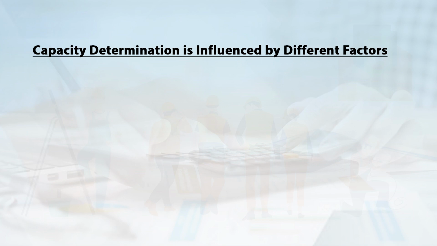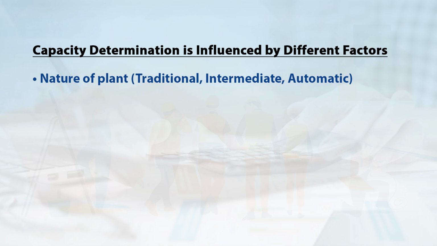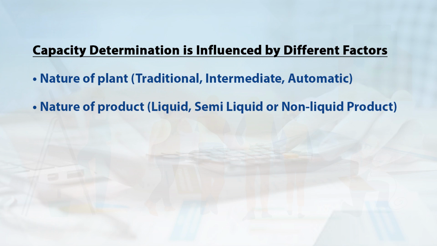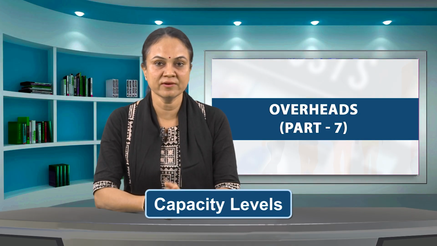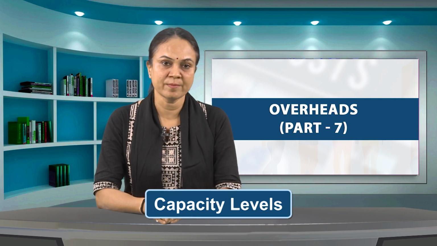Capacity determination is influenced by different factors like nature of plant, that is traditional, intermediate, automatic; nature of product, that may be liquid, semi-liquid or non-liquid product; and nature of measurement, that is rupees, kilograms, hours, liters, etc. Capacity has different levels. Let's understand them.